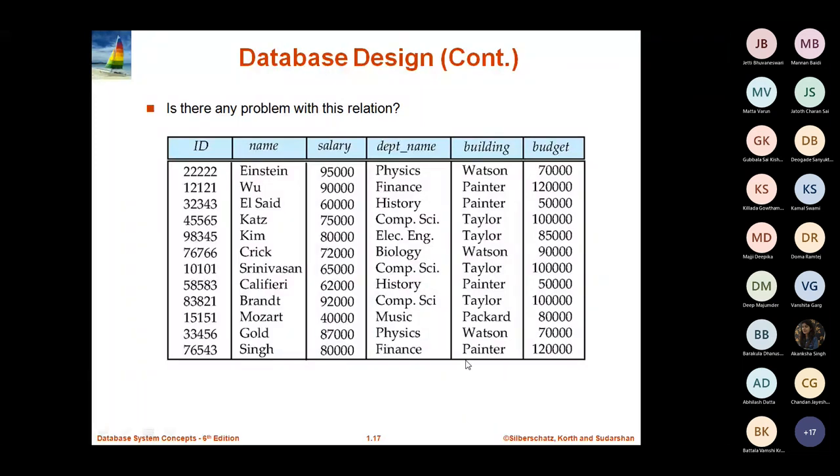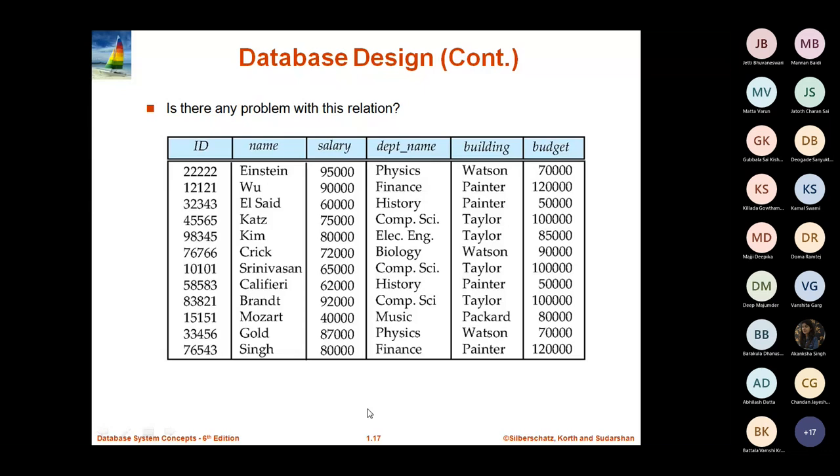For example, as you said very correctly, for one row here for Einstein for physics, I have 70,000, and for Gold for physics, I might end up having a different one. So if we change the budget of this department, I have to ensure I not only change it in this row, I change it everywhere that physics occurs, like in this row. Similarly for the building: here I can have Watson, here also Watson, but suppose I change one and do not change the other, then we are going to have a problem. Is it clear?